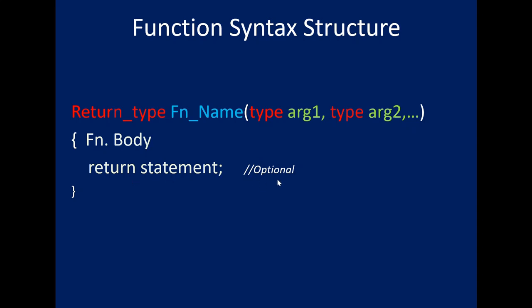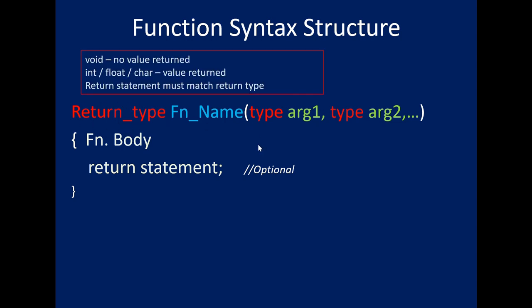Like we just saw, the return statement is optional. So if the function is not returning a value, there need not be a return statement, in which case the return type will be treated as void. So a void is in case the function does not return a value. When I represent the return type to be int, float or a char, it means the function returns a value, and the return type which you mention here and the value that's been returned using the return statement must match.